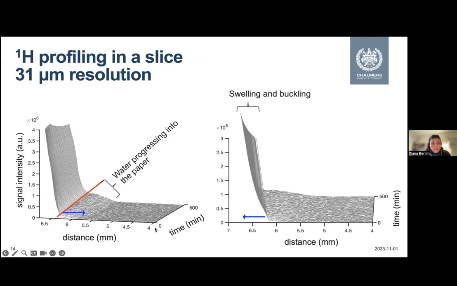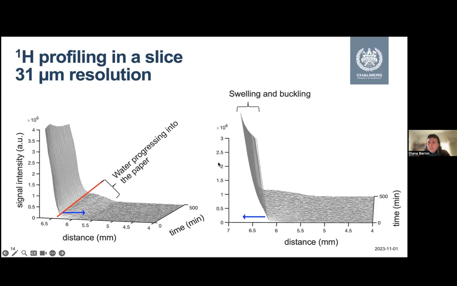And here you start from the bottom, you have no signal, and then here the paper is, and then here you see the water which is in this square. And then here you have the time in this dimension. So we repeat the same experiment over and over and over again. And what do we see? Then we start to see that water is ingressing into the paper material, because here we can see a signal build up. So this is when water progresses into the paper.